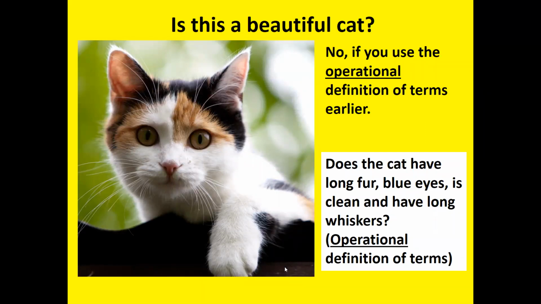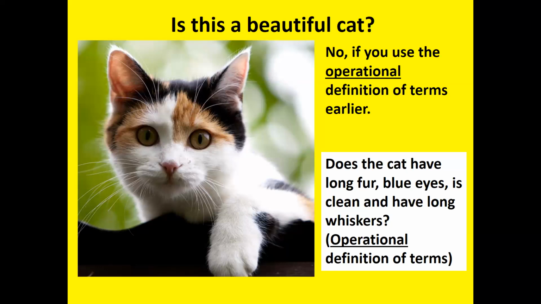No, Salahuddin, you are correct. Which one does it not fulfill? Blue eyes, Shalini, that's right. When you use an operational definition of terms, it is already operationalized for your study. You have decided you are going to use that definition and you have to stick to it. So even though this cat in front of me is so cute, I want to have it, it is not classified as beautiful cat because the operational definition we use just now says it must have blue eyes. So this is not a beautiful cat according to our operational definition of terms.